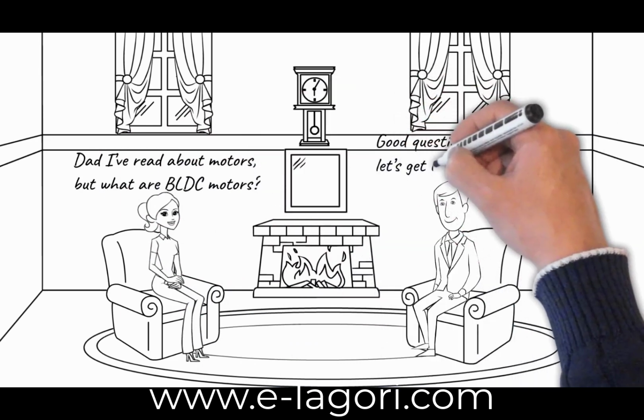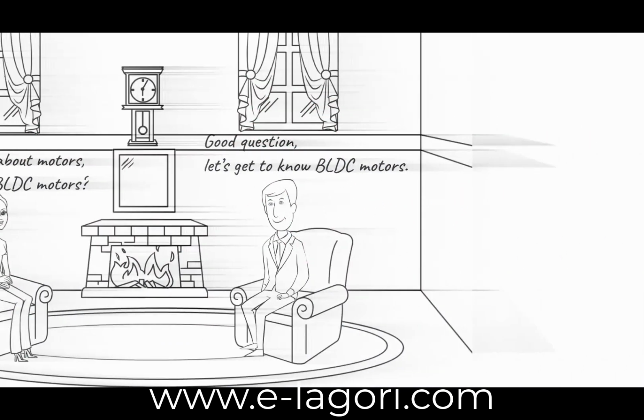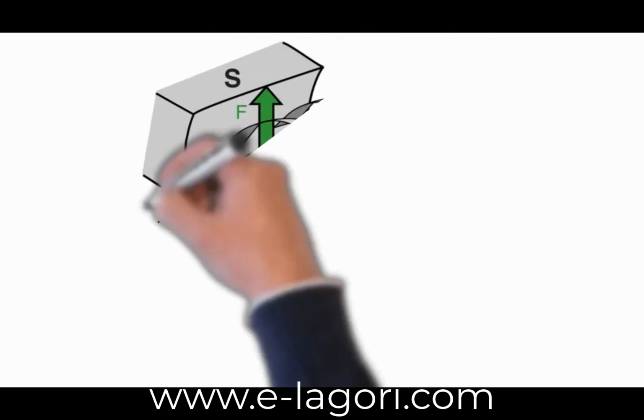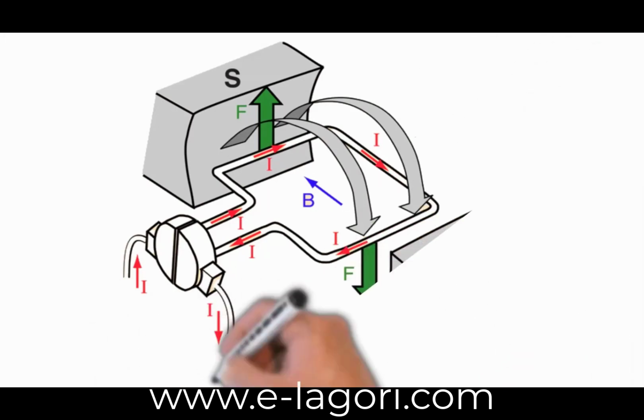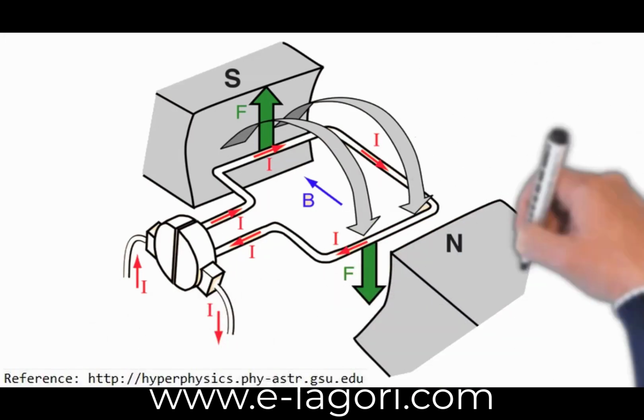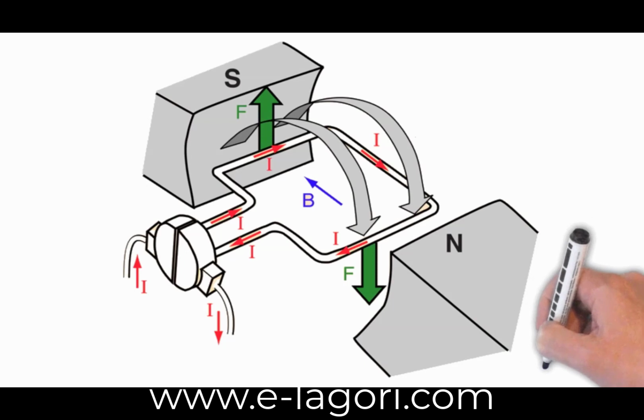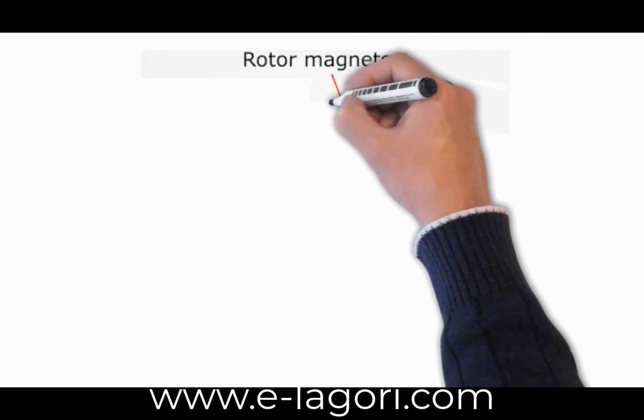Good question, let's get to know BLDC motors. A BLDC motor is a type of electric motor. Most electric motors operate through the interaction between the motor's magnetic field and electric current in a wire winding to generate force in the form of torque applied on the motor's shaft.